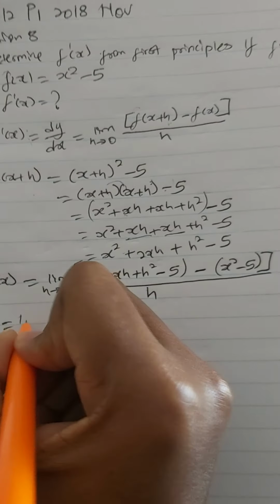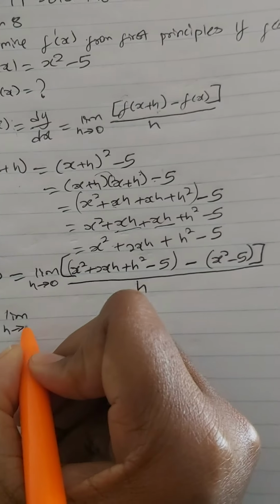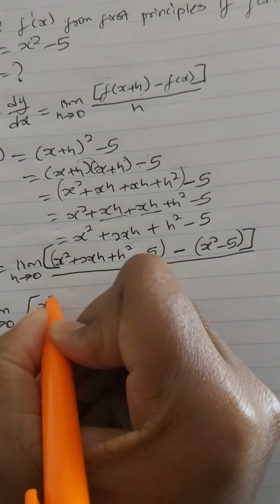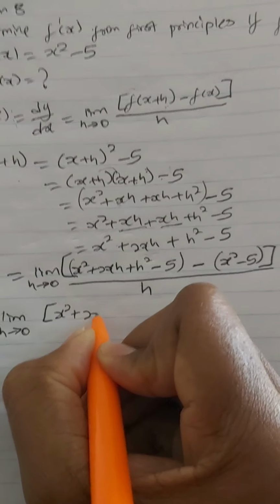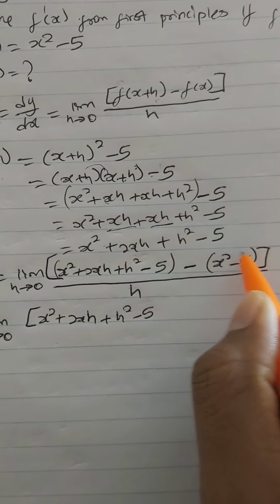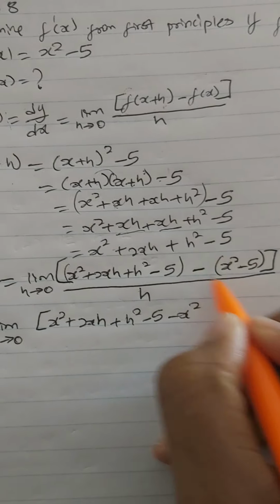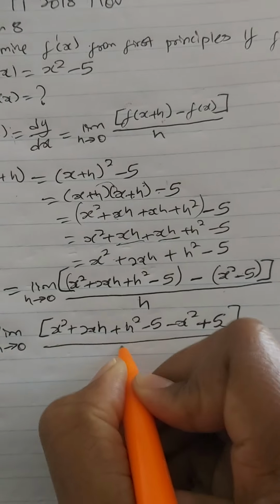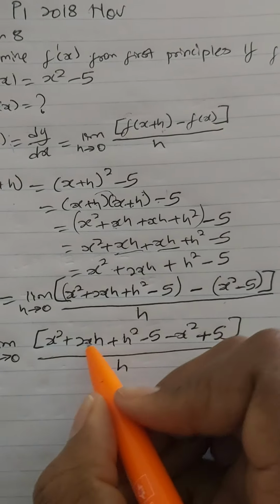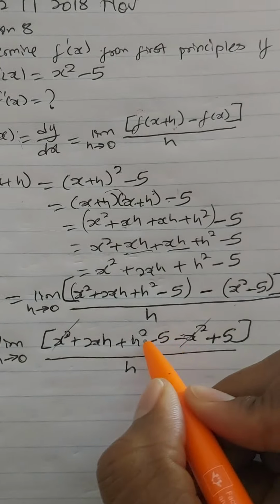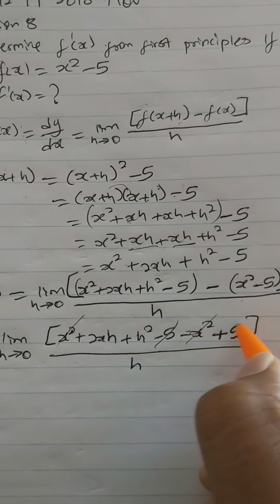Therefore, we've got the limit as h approaches 0. Now we're removing the smaller brackets inside. We've got x squared plus 2xh plus h squared minus 5. We remove the bracket this side, minus x squared, and negative and negative 5 gives us plus 5, all over h. So if you look at this, we've got like items, x squared minus x squared, they cancel each other. Negative 5 and plus 5, they cancel each other.